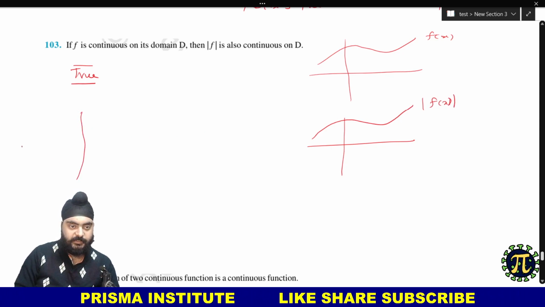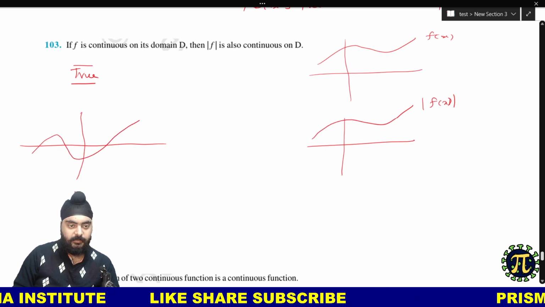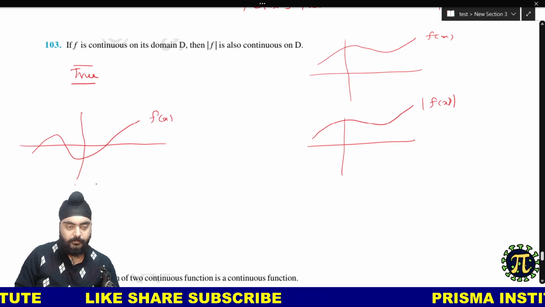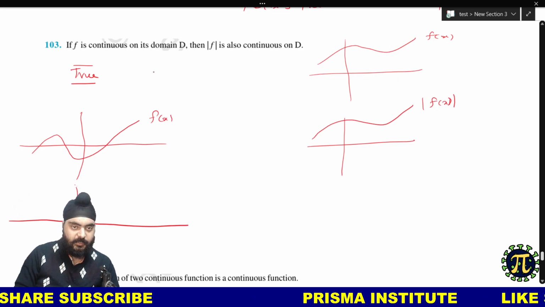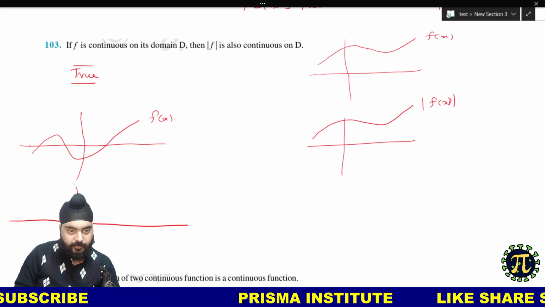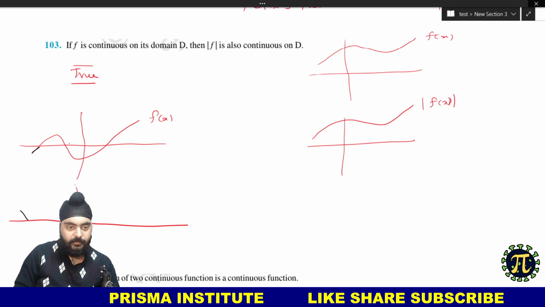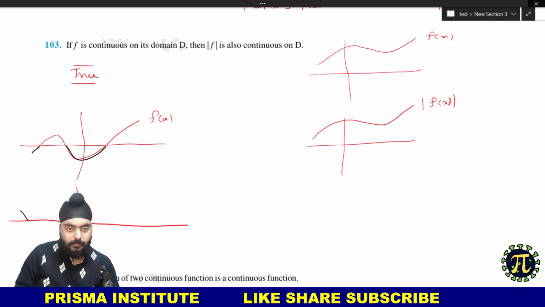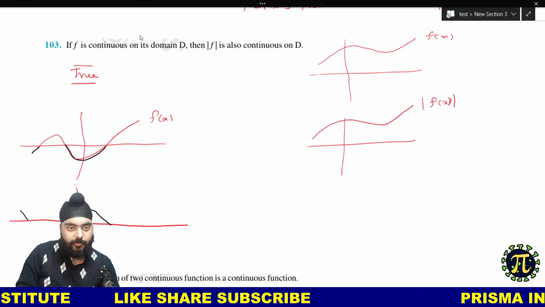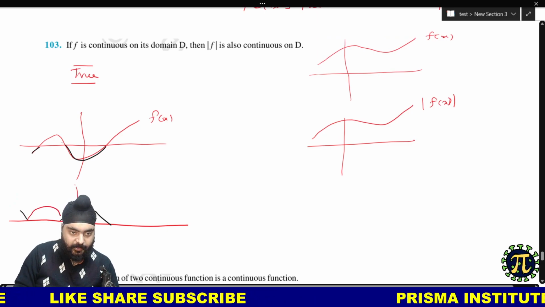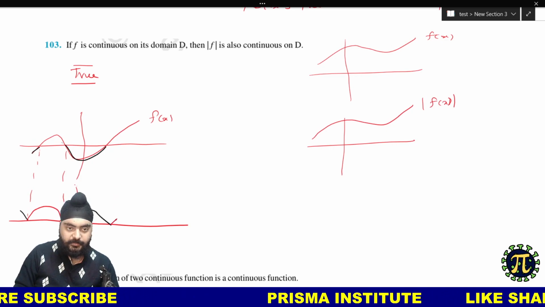But even if it is changing sign, it could be any function, let's say this, going from positive to negative. Then in mod of fx, only the negative parts will become positive, right? So there will be sharp edges. For example, this black line will become this. This black portion might become like this. And the portion of the function that was above will stay above, and where the value was zero it will stay zero. So that is not going to change.